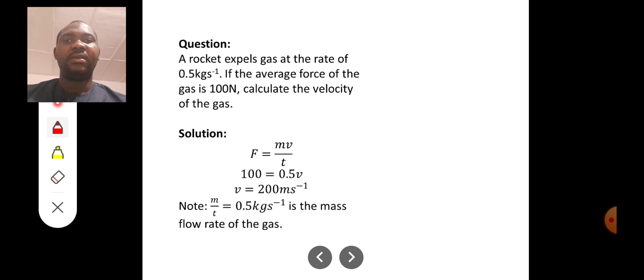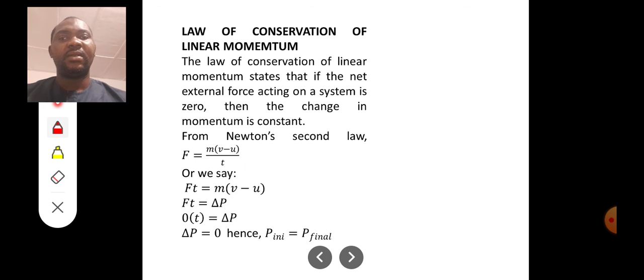Now, as usual, force is equal to mass times velocity over time. That's according to Newton's second law. So the force is 100. The mass rate is 0.5 kilogram per second. That's mass over time. Then velocity is v. So your v is 200. Please note that m over t is 0.5 kilogram per second. From the unit you see that, and that's the mass flow rate of the gas.